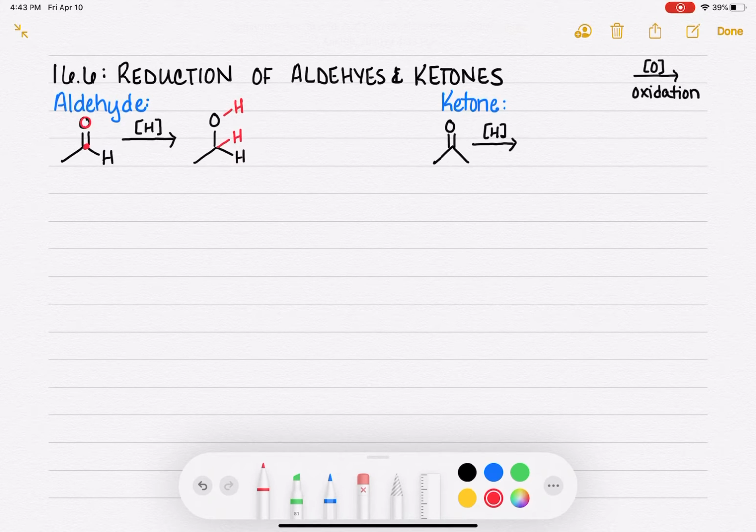For the ketone, same thing. So let's redraw the molecule. Let's take that double bond and turn it into a single bond, and let's add one hydrogen to each of the carbon and the oxygen of the carbon-oxygen double bond.